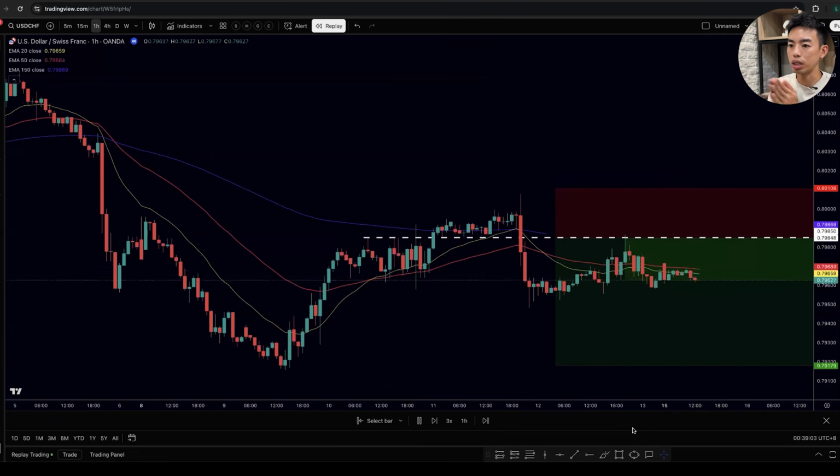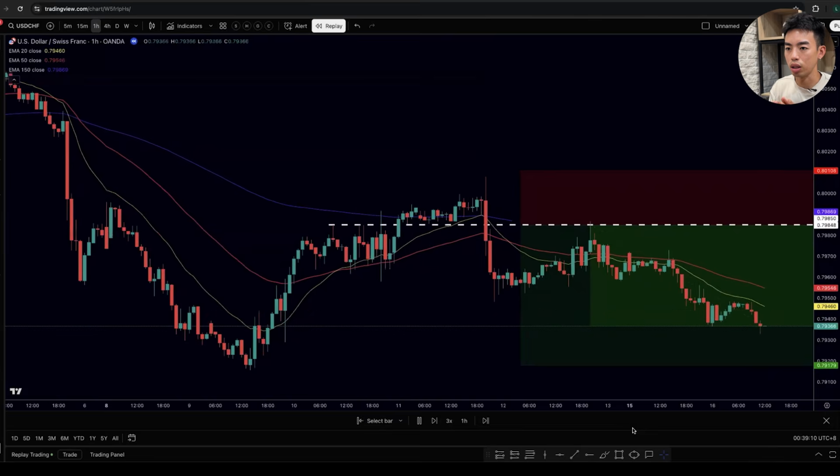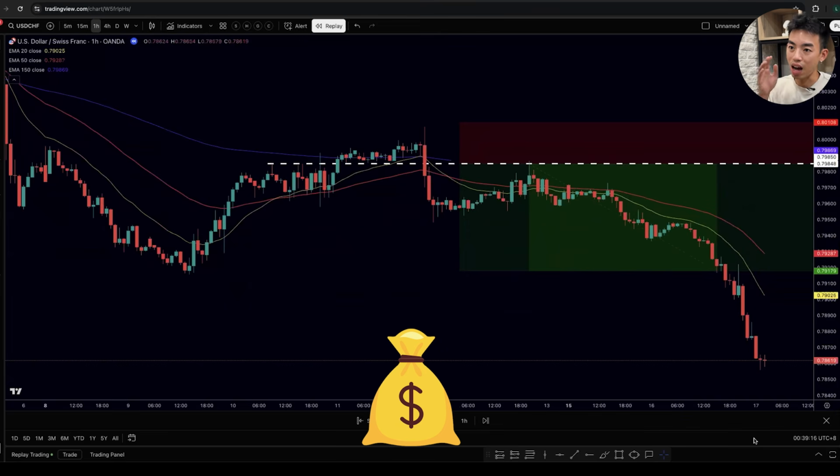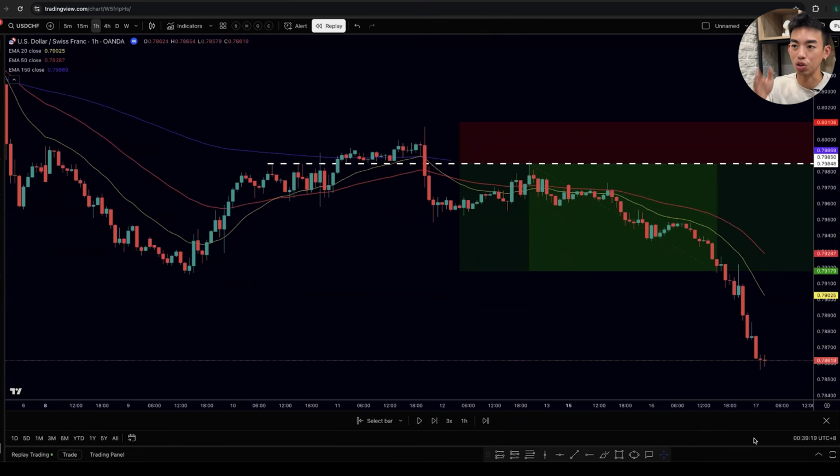Price is still going sideways, and we are approaching the market open of the London session, and things are slowly grinding a little bit lower, and boom, take profit. And see how far this trade actually still continues to go.